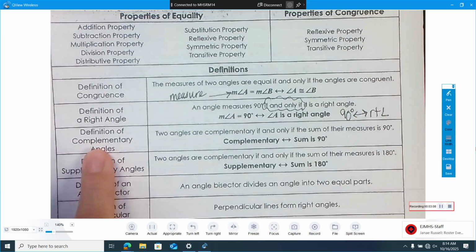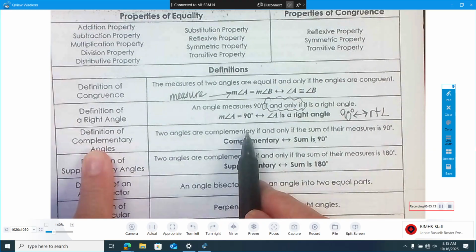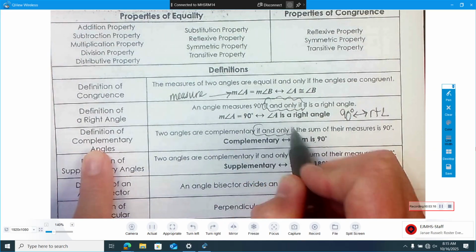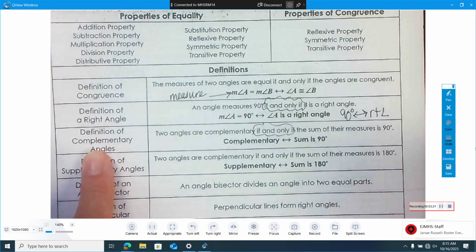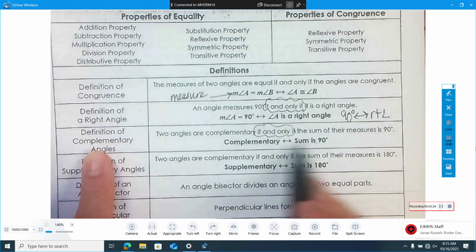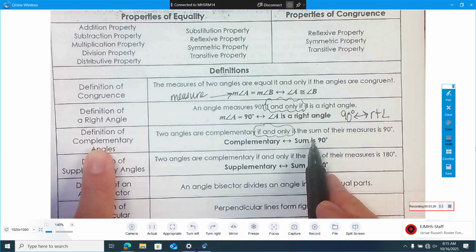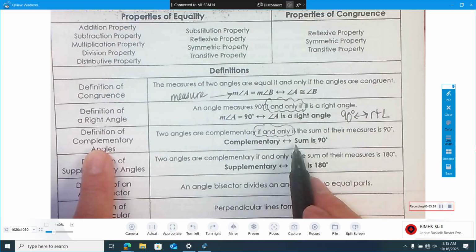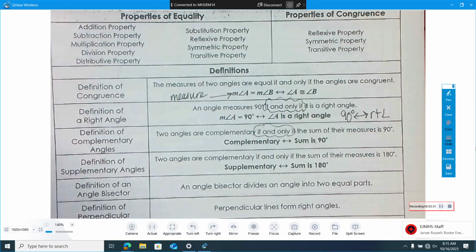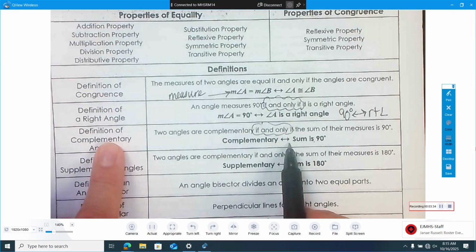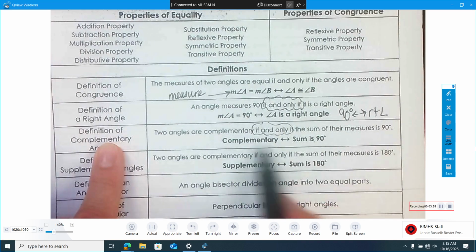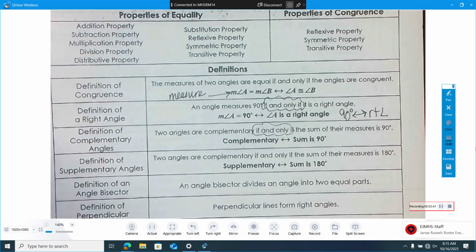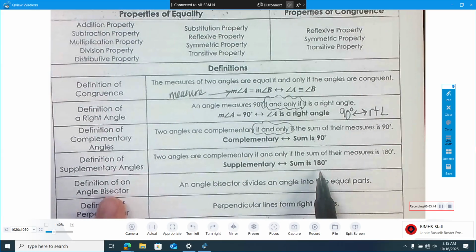Complementary definition. What does it mean to be complementary? They add to 90 degrees. Two angles are complementary if and only if the sum of their measures is 90 degrees. Again, this is a great way to write it out so it has meaning instead of just saying definition of complementary, but either one would work. Complementary, double arrow, sum to 90 degrees. That's a nice short way. Complementary means they add to be 90 degrees.